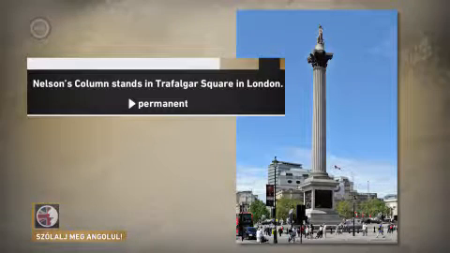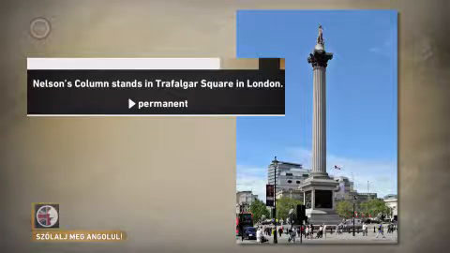In the second sentence, we're talking about Nelson's column, which is a statue in the center of London. So, that's Nelson's column, a statue which was finished in 1843. So, it's a permanent structure. It's there all the time. It stands in the center of London in Trafalgar Square. And because it's permanent, we use the present simple.